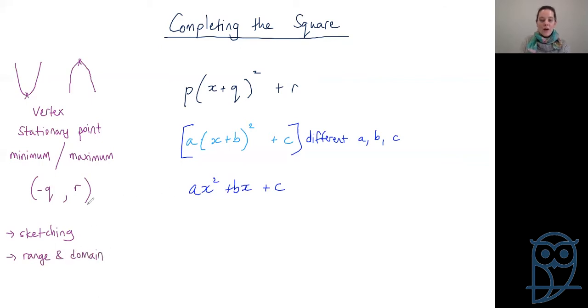Once you know where the curve is sitting, you have a whole lot more power and understanding over that curve. So the stationary point is one of the major things. Also, obviously, if you've got the x-coordinate of the vertex, you've got the line of symmetry of that graph as well, because x equals minus q is going to cut that graph precisely in half.